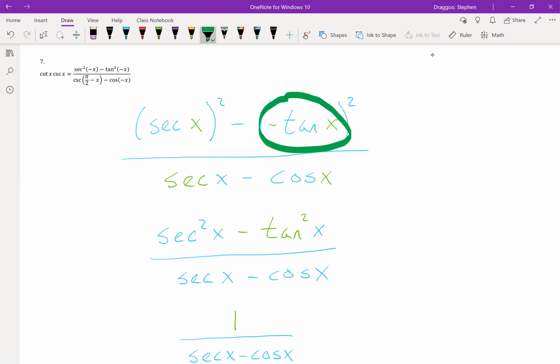But notice here that I'm changing tangent of negative x on the tangent level, not the tangent squared level. So tangent squared is the same thing as tangent of x squared. So I've pulled this exponent outside of the parentheses so that I can just work with tangent of negative x, because that negative needs to come out on the inside of those parentheses.